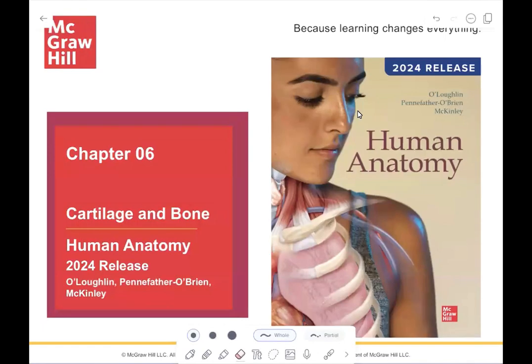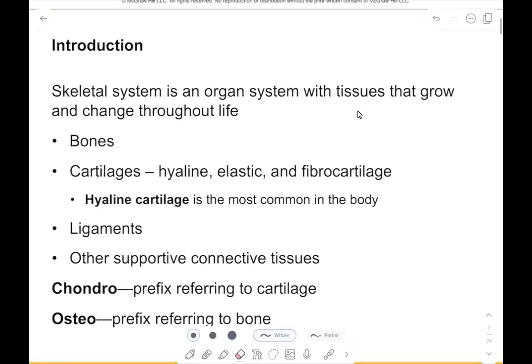This chapter will be on cartilage and bone. You've already been introduced to the skeletal system, which is one of the main organ systems with tissues. As you now know, it is a living system. When people think of the skeletal system, it conjures up images of graveyards and dead skeletons, but it's a very alive tissue, as you'll be learning in the next few chapters.